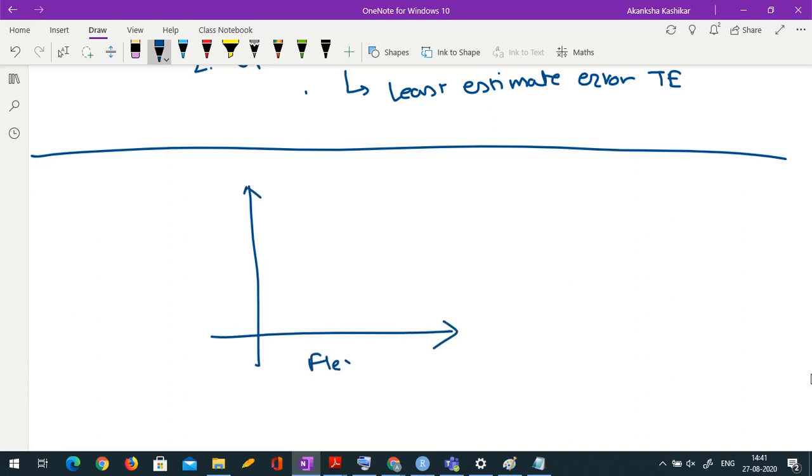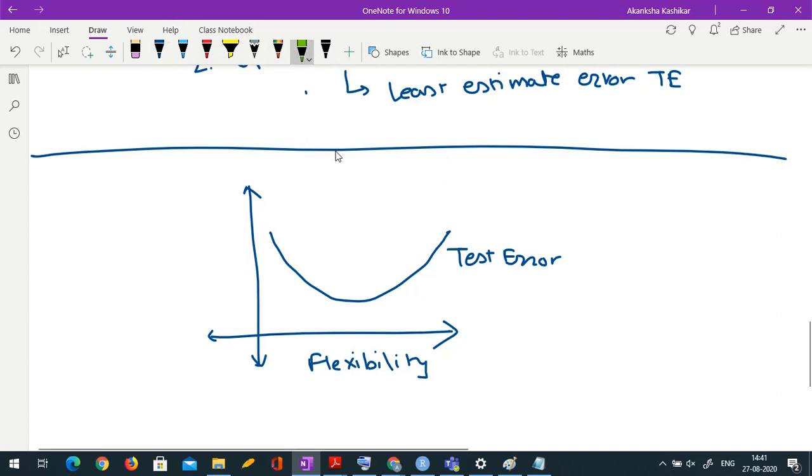Okay, so this is flexibility, and here I have to plot either test error or estimate of test error. So we saw that generally test error is U-shaped. So this is my curve for test error. Of course, test error is going to be unknown in most of the cases, so we are trying to estimate it. So if I estimate it by, say, k-fold cross validation, I may not get exactly the same shape.